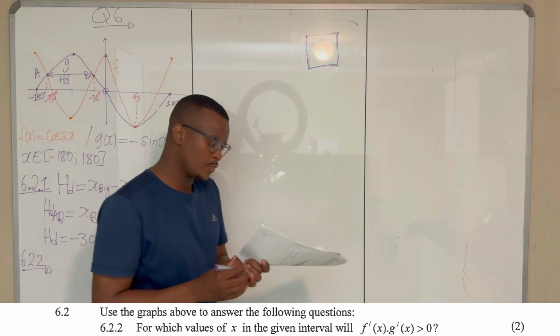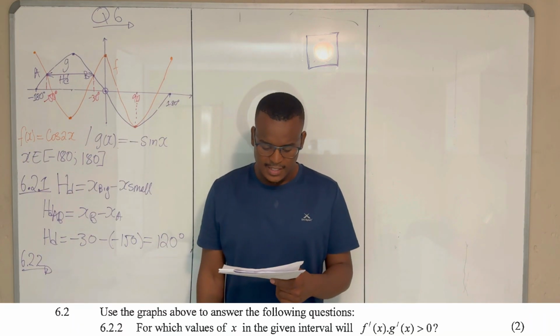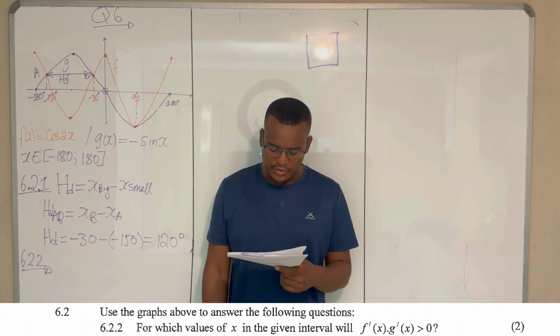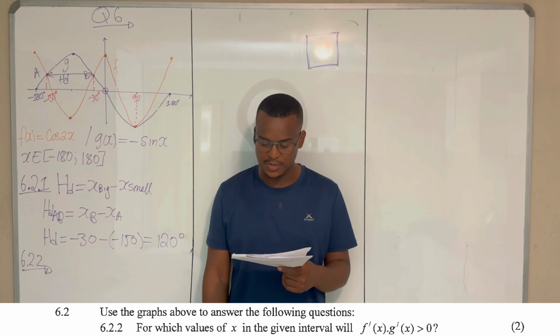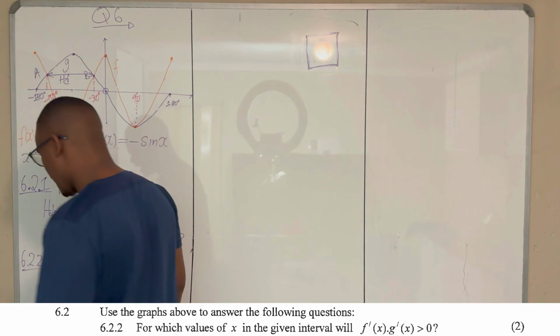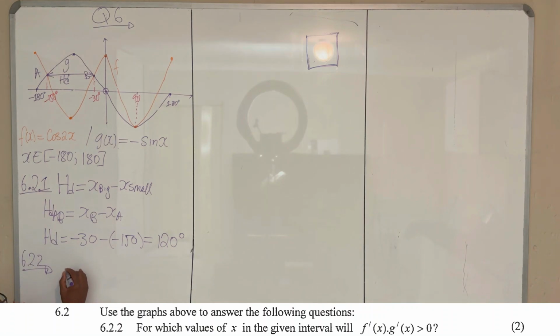What are they saying in 6.2.2? They're asking for which values of x in the given interval will the product of f prime and g prime be greater than 0. So they're asking which values of x where g prime of x times f prime of x are greater than 0.